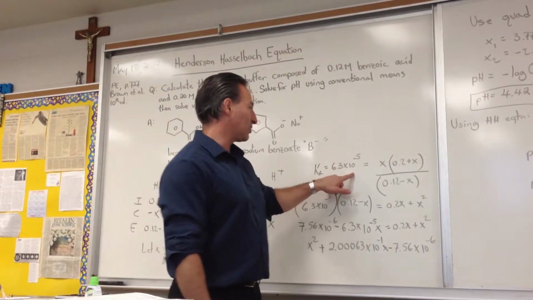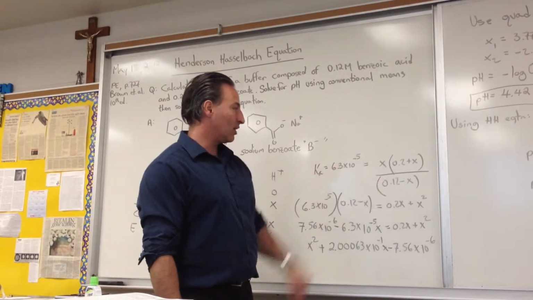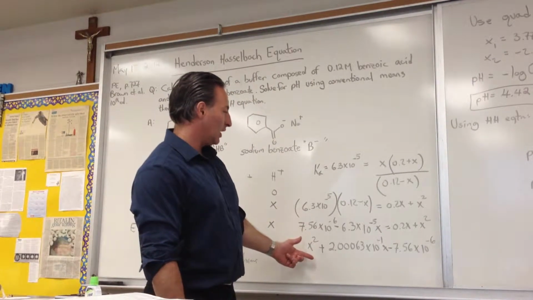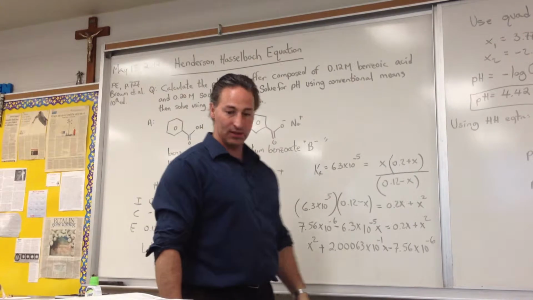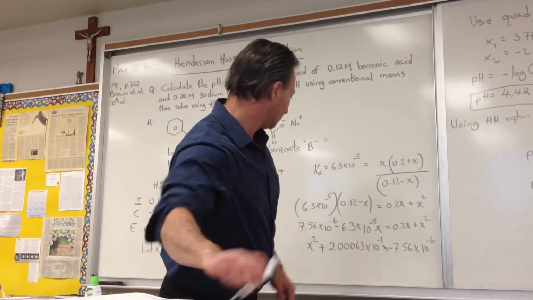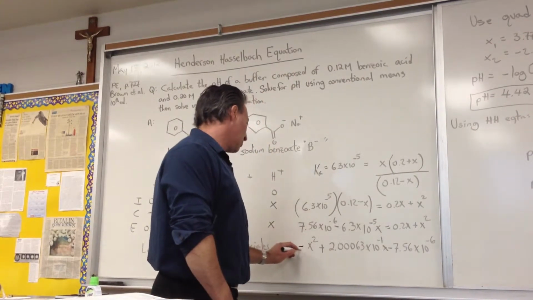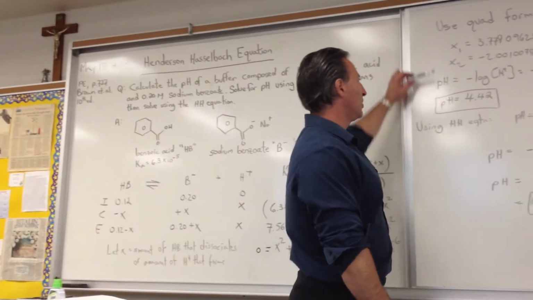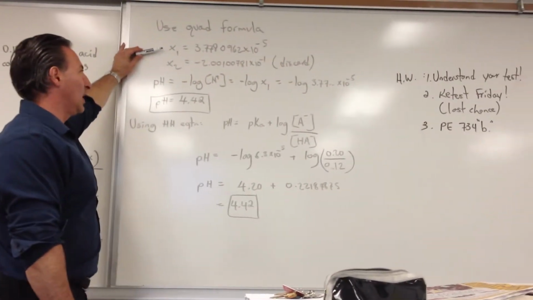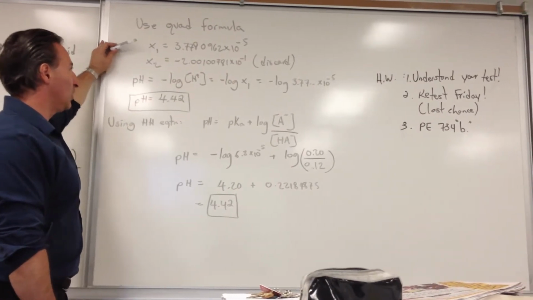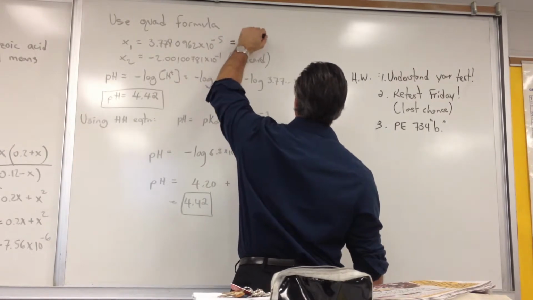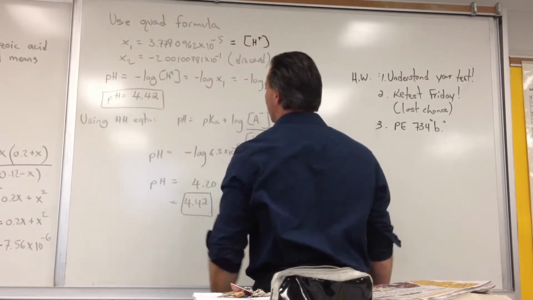Ka is equal to 6.3 times 10 to the minus 5. Here are the equilibrium concentrations. We set up the trinomial, and I forgot to write equals 0. We plug it into our calculator using the quadratic formula. We discard the negative value, and we get that the concentration of H plus is equal to 3.7 times 10 to the minus 5, which gives us a pH of 4.42.